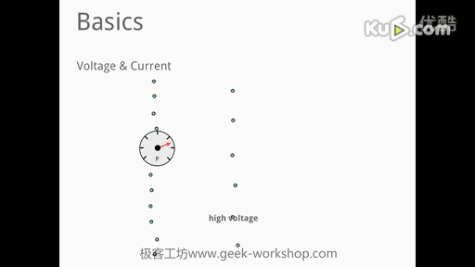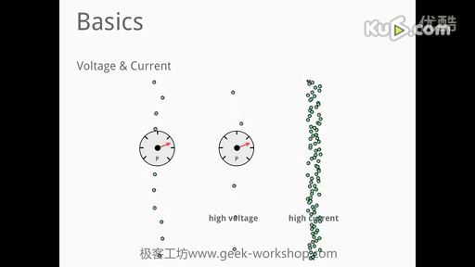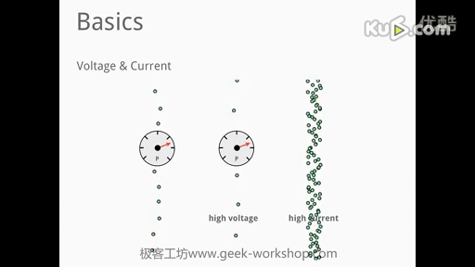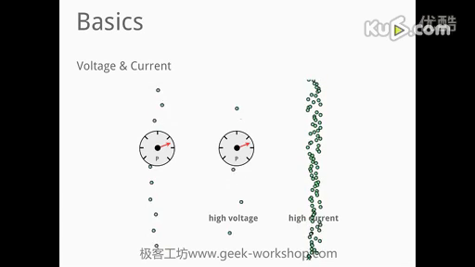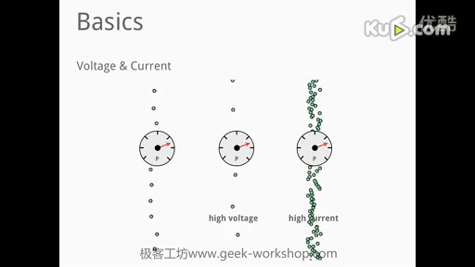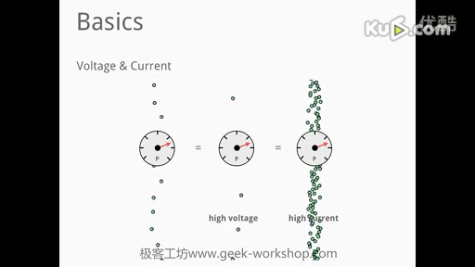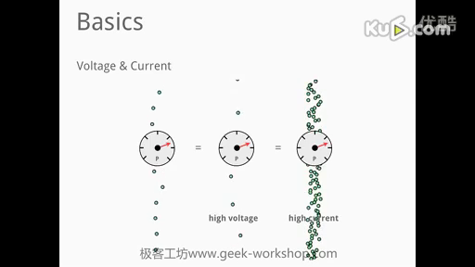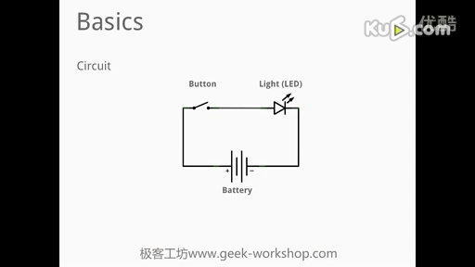If we take a look here, these are very fast moving electrons, so the voltage is very high. On the other hand, the current is very low because there are only a few electrons on their way. That means voltage times current, the power, is equal to the first example. In the second example, we have a high current. There are a lot of electrons on their way, but they are very slow, so the voltage is low. Again, the power is equal to the first two examples. That's easy, isn't it? Right, so now we can discuss a circuit.